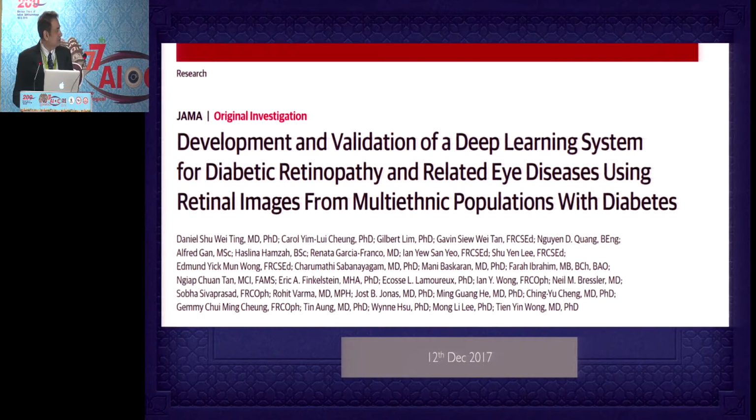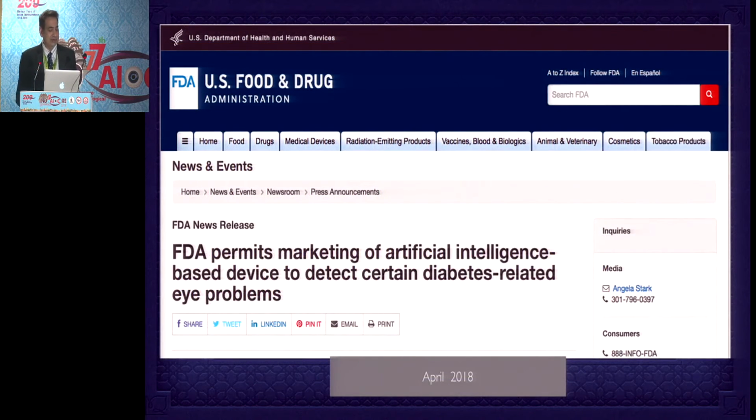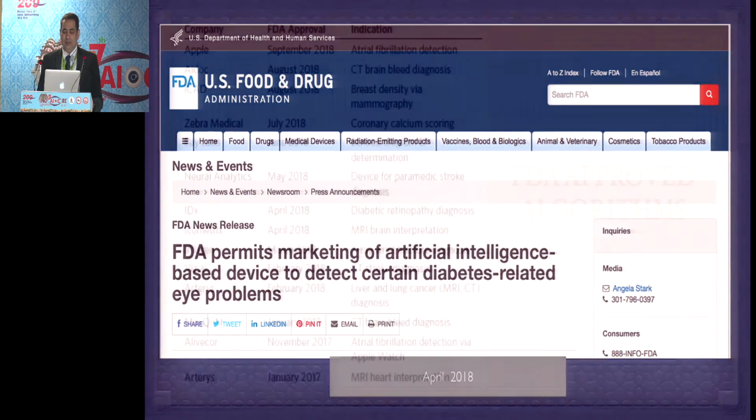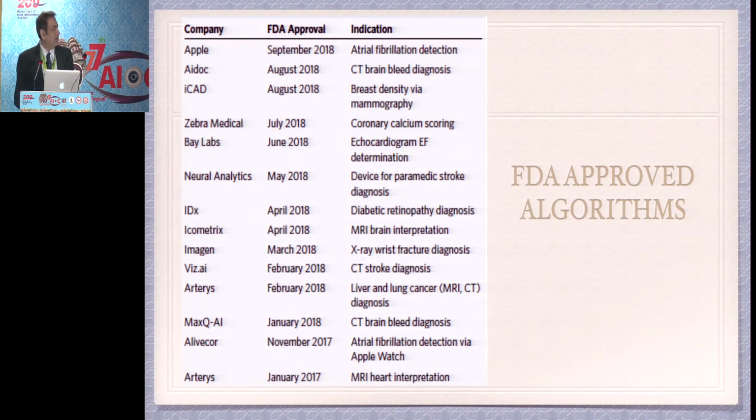And the next year, in the same journal, there was another paper from Dr. Tien Wong and Dr. Shobha Sivaprasad also, which looked into deep learning for not only retinopathy but many other diseases and a multi-ethnic population from Singapore. And in April 2018, there was FDA approval for the first AI-based device, the IDx. I also tried looking at what are the FDA approved algorithms. So we were not the first. There were a lot of approved deep learning based algorithms, nearly 8 of them, which were approved by FDA before the eye one came.